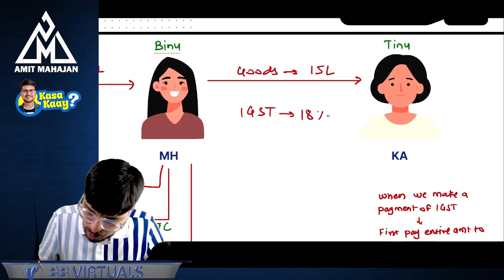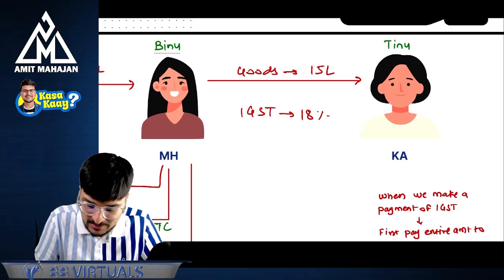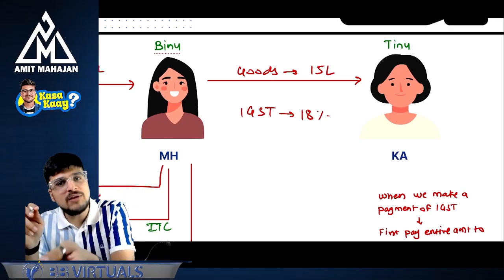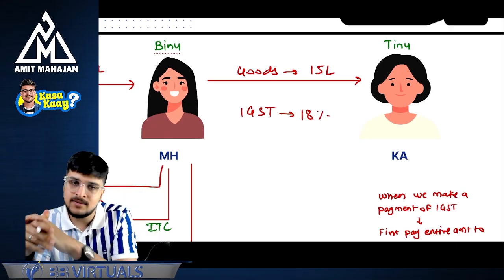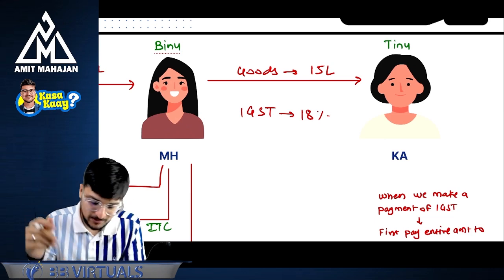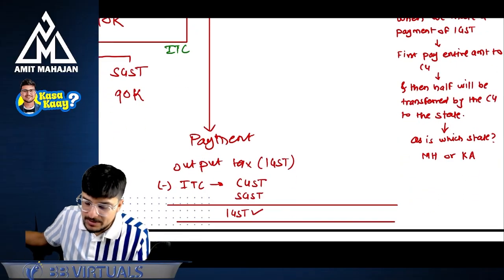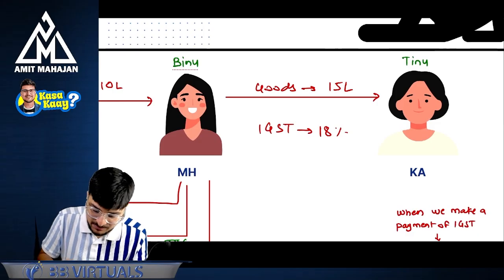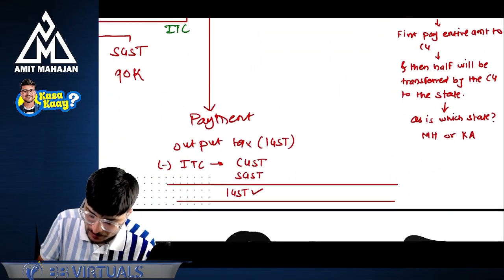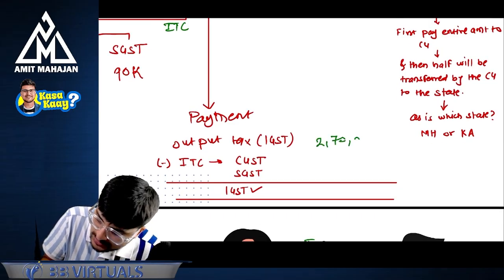IGST at the rate of 18% will be applicable. Okay, sir, no problem. So this Karnataka lady, Tinu, will pay 18% IGST to Binu of Maharashtra. Can I say Binu will have to pay 18% of IGST to the government? Yes. And this is the tax on Binu's outward supply, that is the outward tax. Now, Binu will go to the government. What is Binu's outward tax? Binu's outward tax is 18% of 15 lakhs. Let's identify: 18% of 15 lakhs comes to 2,70,000 rupees. Can I say the output tax is 2,70,000 rupees?